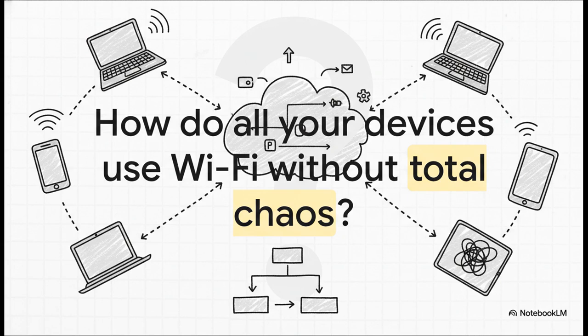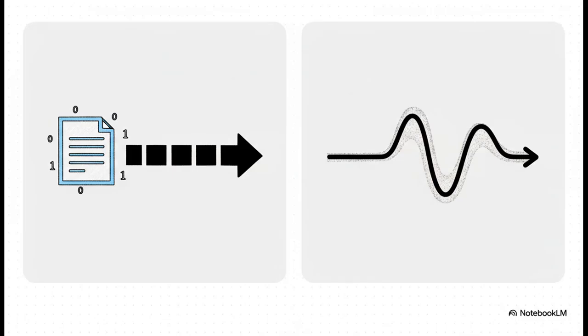Right, let's just dive in with the question that gets to the heart of it all. How in the world do all of these different gadgets use the exact same Wi-Fi network without creating a constant, massive digital traffic jam? Answering that one question is pretty much our entire mission here. It all starts with a really fundamental translation.